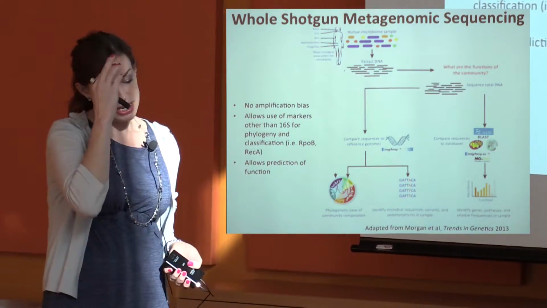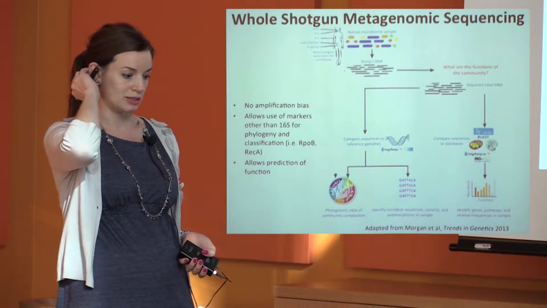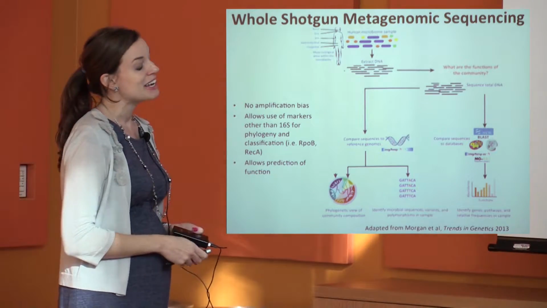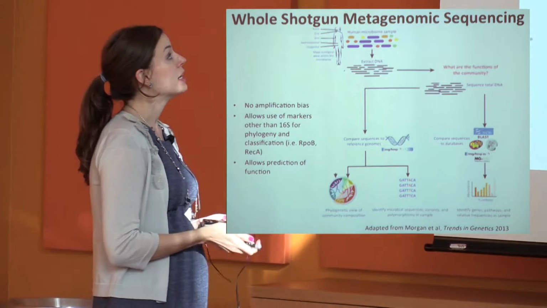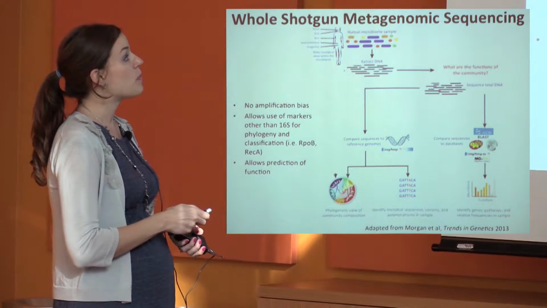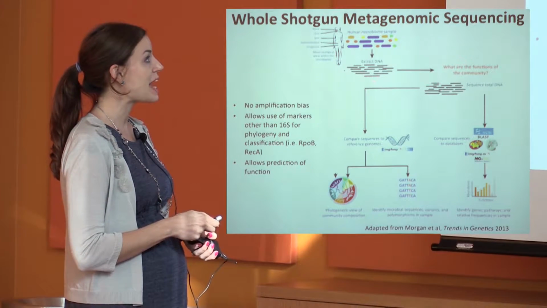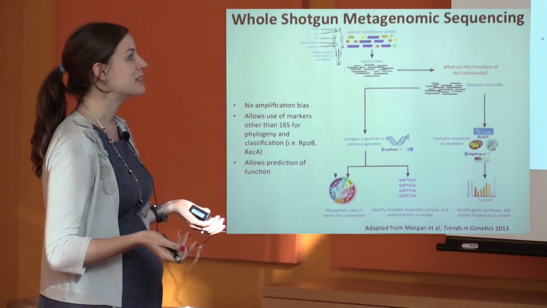So another technique that's becoming more popular in our field is what we call whole shotgun metagenomic sequencing. And this isn't based on any particular gene at all. What you do is you take the same microbiome sample and you just sequence all the DNA from the skin swab.